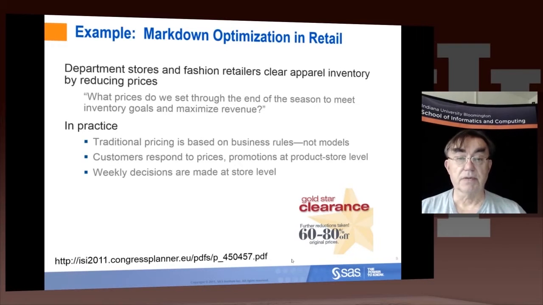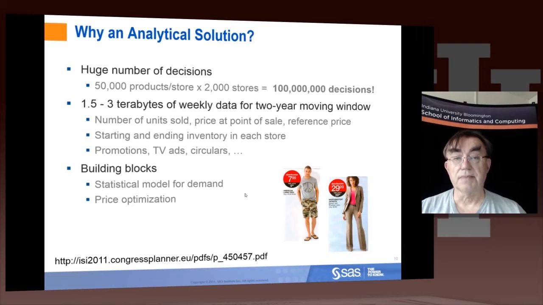It points out here that in the past this was often done by intuition, but now it can be done by actual analytics. This slide here points out the magnitude of the problem. 100 million decisions need to be made on pricing because we have so many stores and so many products, and that gives you many terabytes of data each week, which correspond to looking at the last 2 years. And this gives you the number of units sold, the price, and so on, and how much inventory you actually have, and actually what you did to popularize the item.